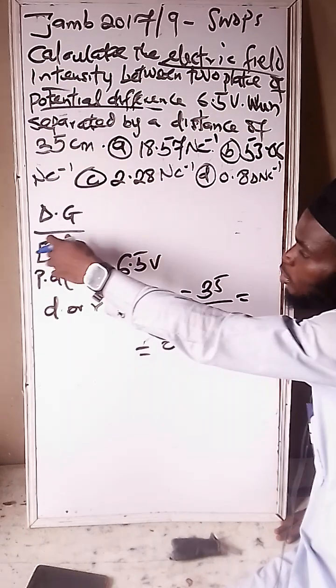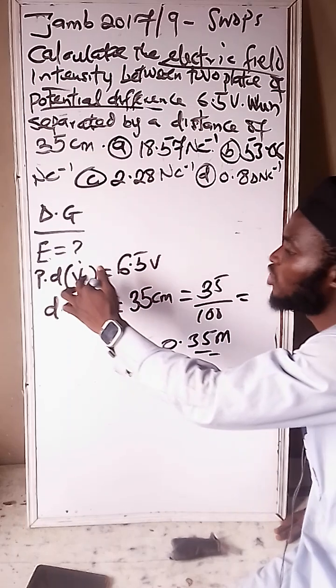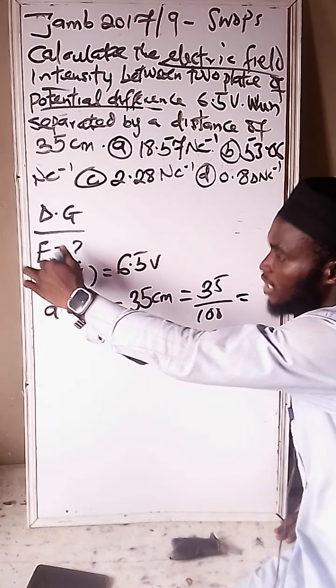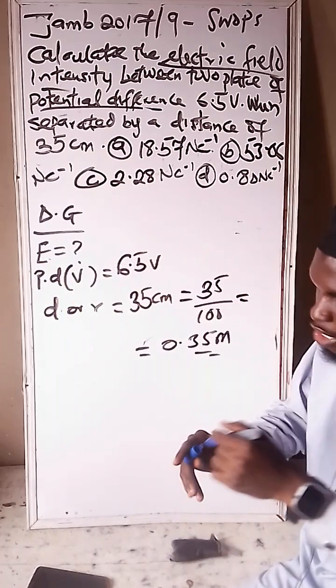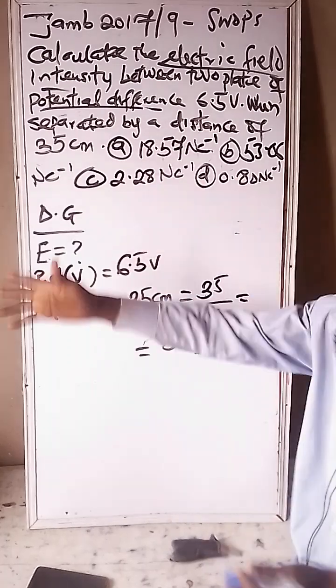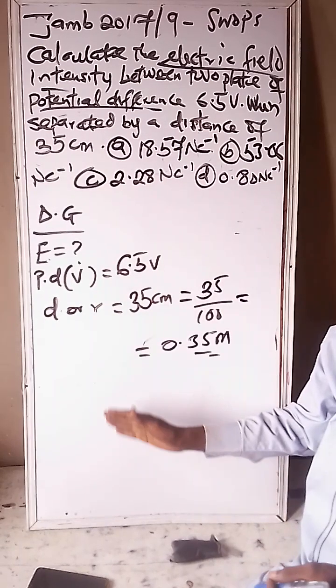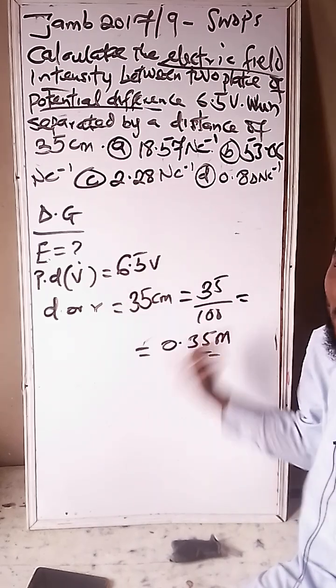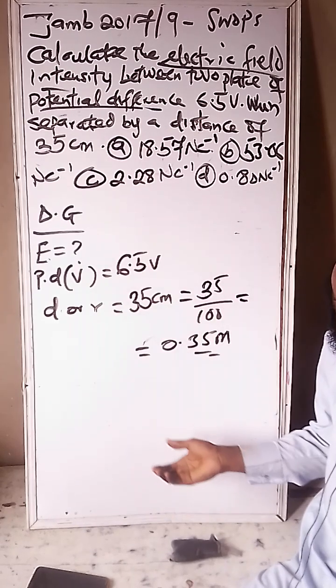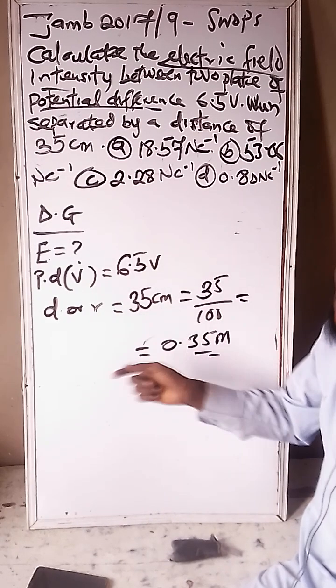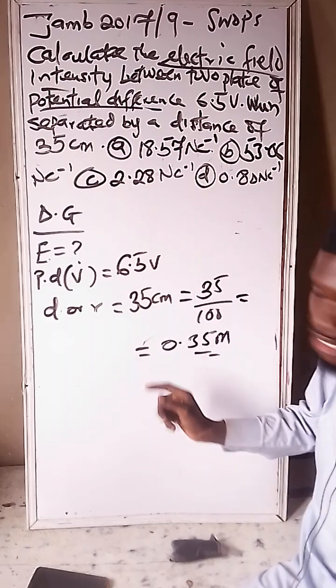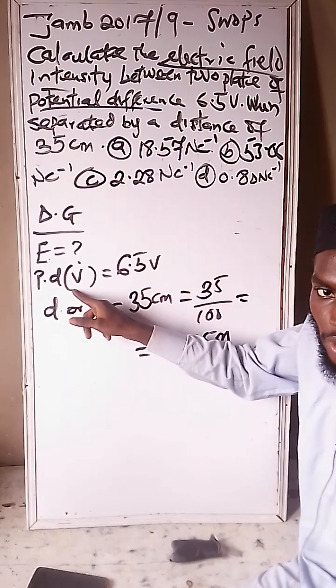Now let's go back. What is the formula? We are asked to calculate E. E has so many formulas, but your question depends on what formula you are going to use. You know E has F over Q. Can we use F over Q here? There's no force here, and no charge here. E also has V over D. Do we have V here? Yes, actually. And we have D here.